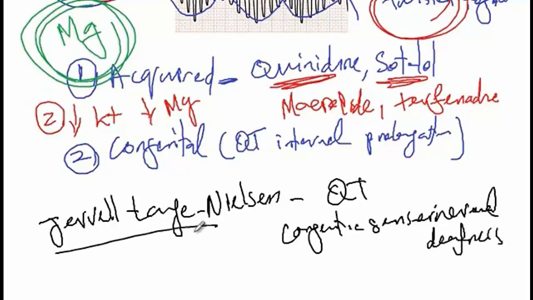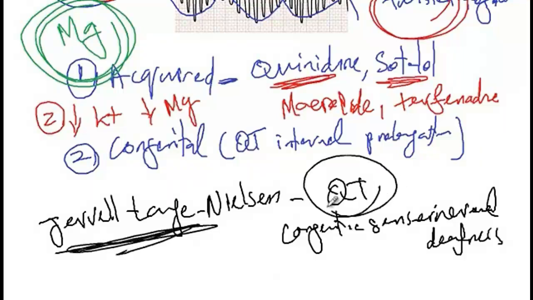So just keep that in mind, that this syndrome is associated with torsades because of the QT interval prolongation from defects in the cardiac magnesium or potassium channels, and then they could also present with the sensory neuronal deafness.